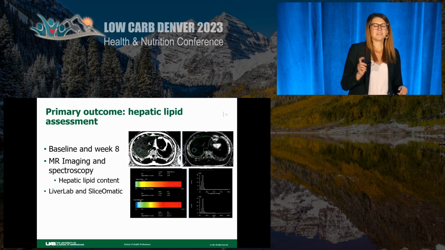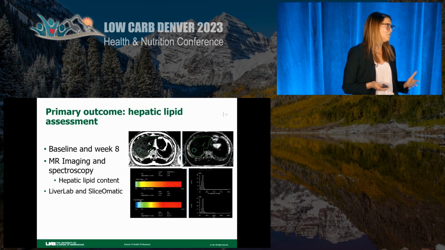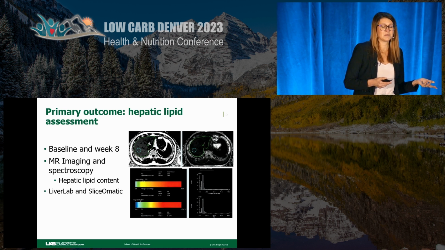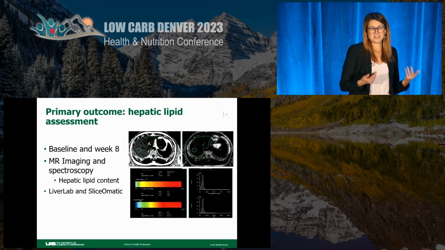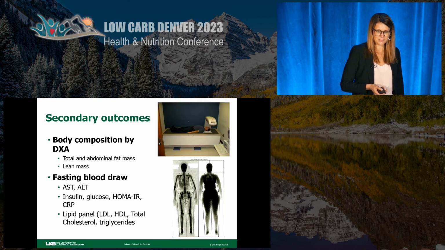Okay, so this is our primary outcome. Like I said, I love imaging. We use MRI to look at liver fat. We use both imaging and spectroscopy on a 3T Prisma magnet, and we have Liver Lab software that really nicely analyzes the MRS data automatically for us and puts out a lovely report that I have an example of here showing the liver fat content.